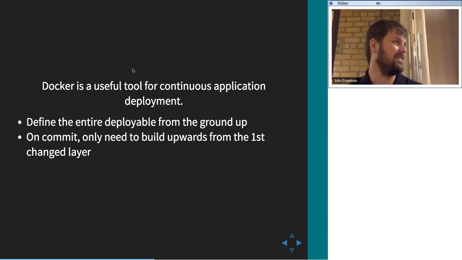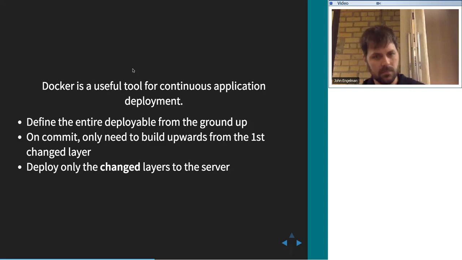So we only deploy those changed layers to a server. So how do we use Gradle and Docker then to create a build pipeline for us? Well, we're going to do something kind of like this, like my ASCII art.